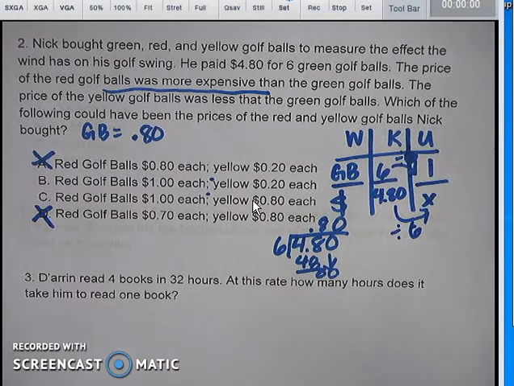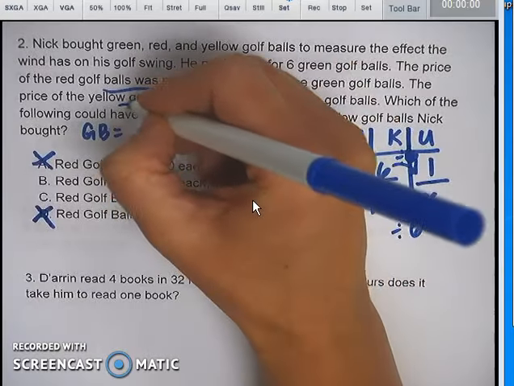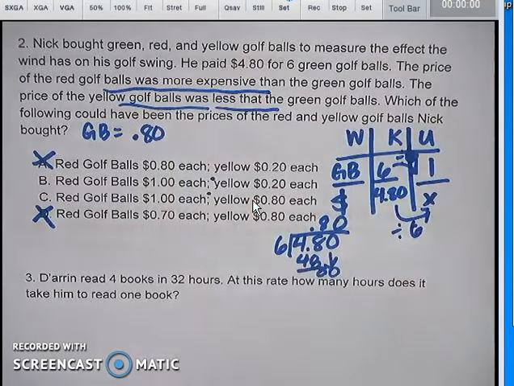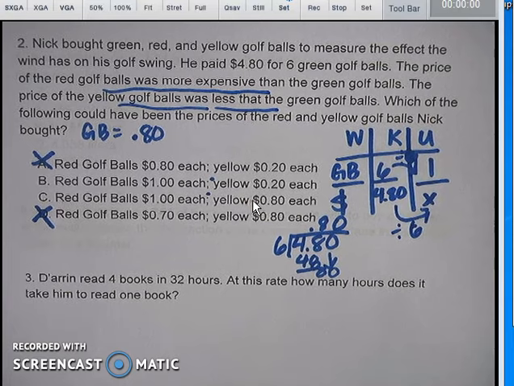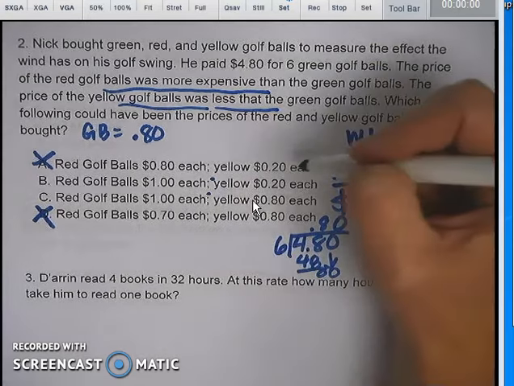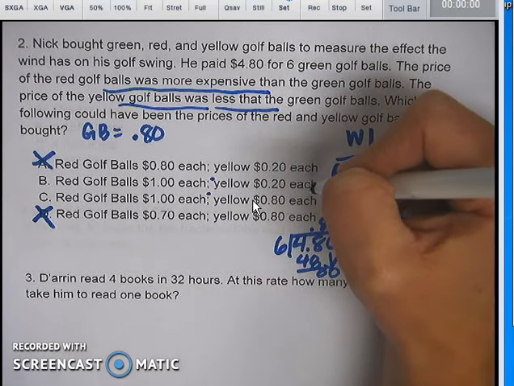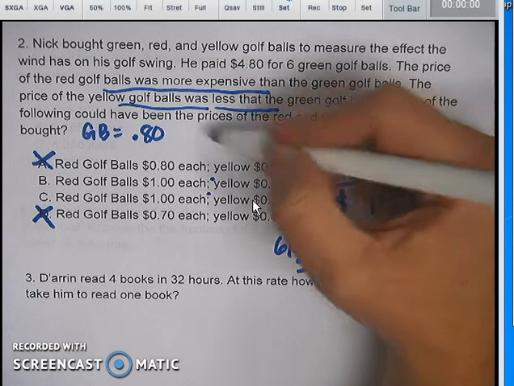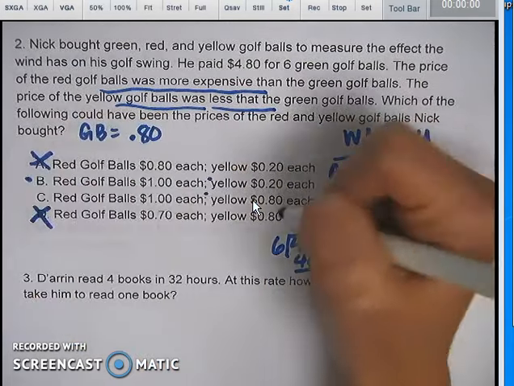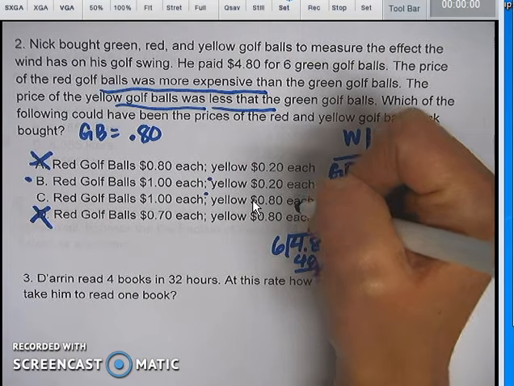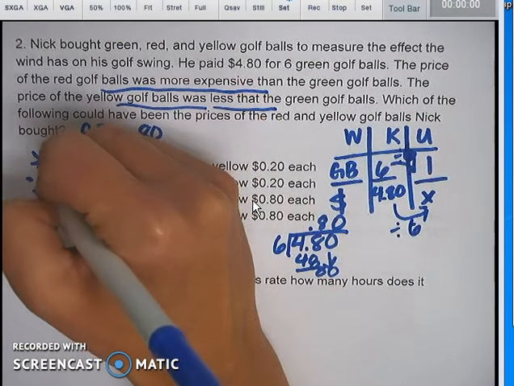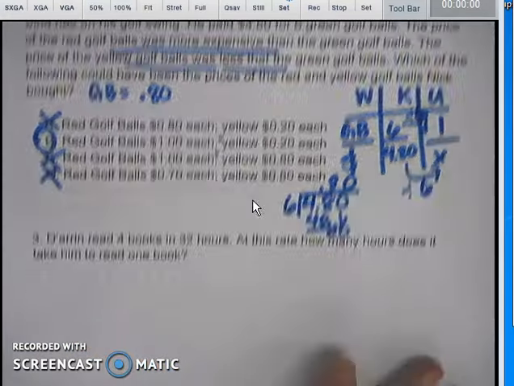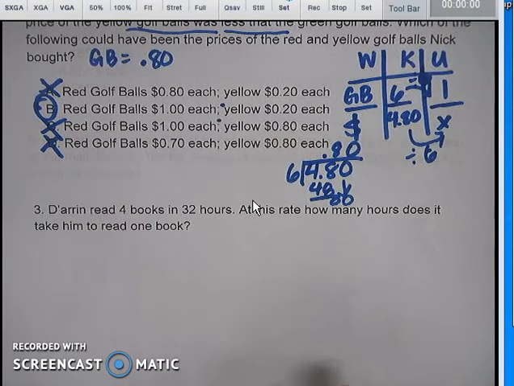Then it goes on to say that the yellow golf balls were less than the green. Okay, so now we're looking for less. So that already didn't work. Is 20 cents less than 80 cents? Yep, that's looking pretty good. Now, is 80 cents less than 80 cents? No. So the only answer choice that will work is B.